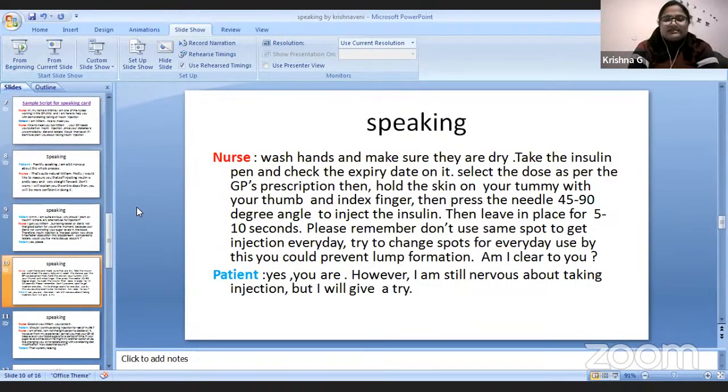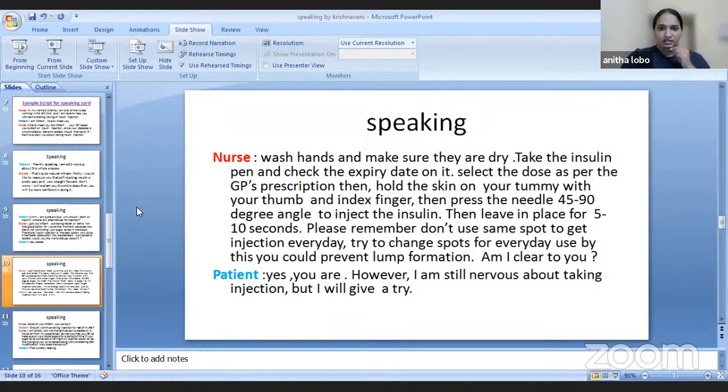Okay. Wash hands and make sure they are dry. Take the insulin pen and check the expiry date on it. Select the dose as per the GP's prescription. Then hold the skin on your tummy with your thumb and index finger. Then press the needle at a 45 to 90-degree angle to inject the insulin. Then leave it in place for 5 to 10 seconds. Please remember, don't use the same spot for the injection every day. Try to change spots every day. By doing this, you could prevent lump formation. Am I clear to you, William?